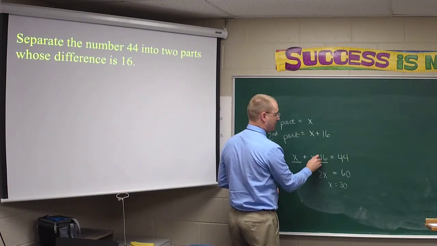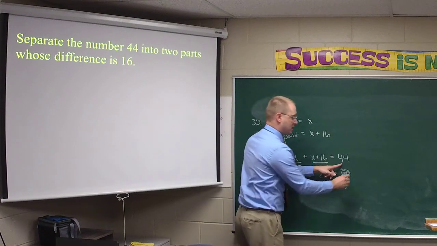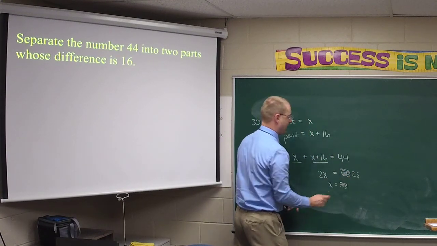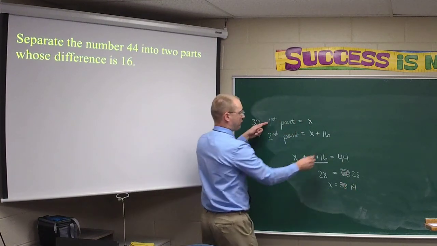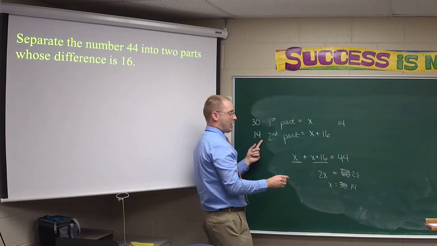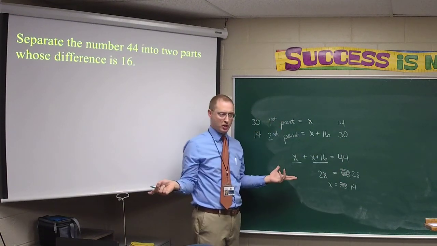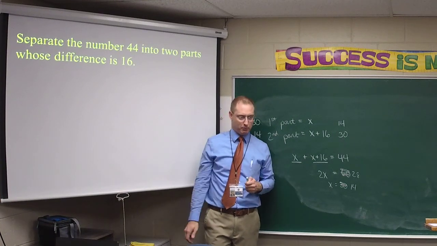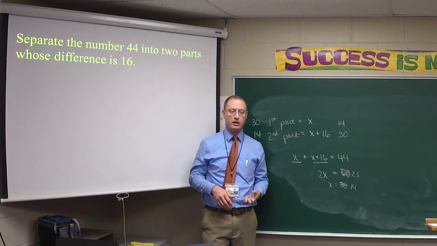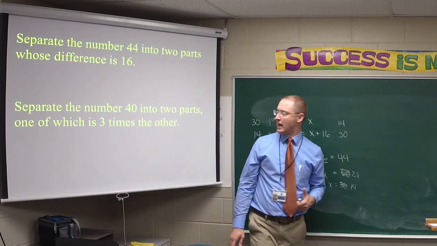Now, had you said x plus 16, then you would have combined to get 2x. You would have subtracted the 16 to get 28, and you'd have gotten x equal to 14. Well, that means your first part would have been 14, and your second part would have been 30. Same 2 parts either way. Does that make sense? Questions on what I call a parts problem. Add the 2 parts together, you get the whole thing. Questions? Here's another one for you then, at your seats.